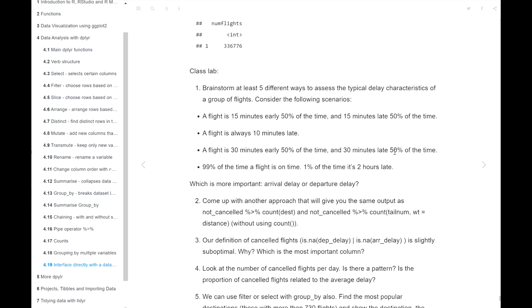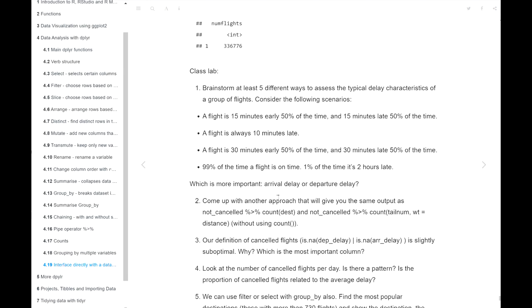Versus a flight that's always 10 minutes late, or a flight that's 30 minutes early half the time and 30 minutes late half the time. Do you want to characterize that the same way as this group of flights? What about 99% of the time a flight is on time or early, and 1% of the time it's 2 hours late? So how are you going to characterize these things? Those are things that are important to consider when you're looking at a data set.